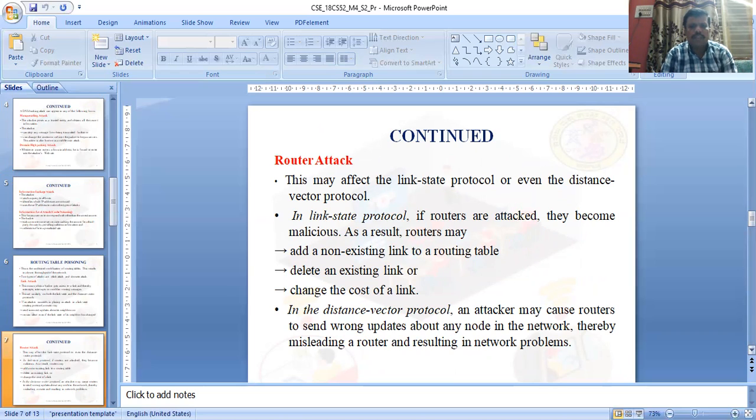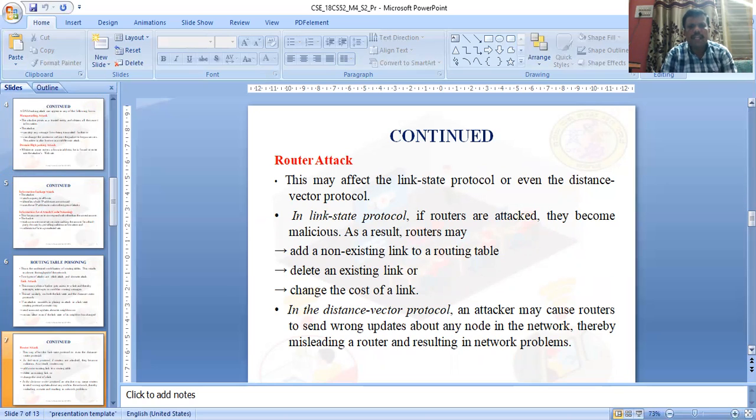Whatever existing links you add to a routing table doesn't have any problem, but a non-existing link is added definitely when routers are attacked and become malicious. As a result, the router may not perform well because of the non-existing link added to the routing tables. The routing table is now poisoned.